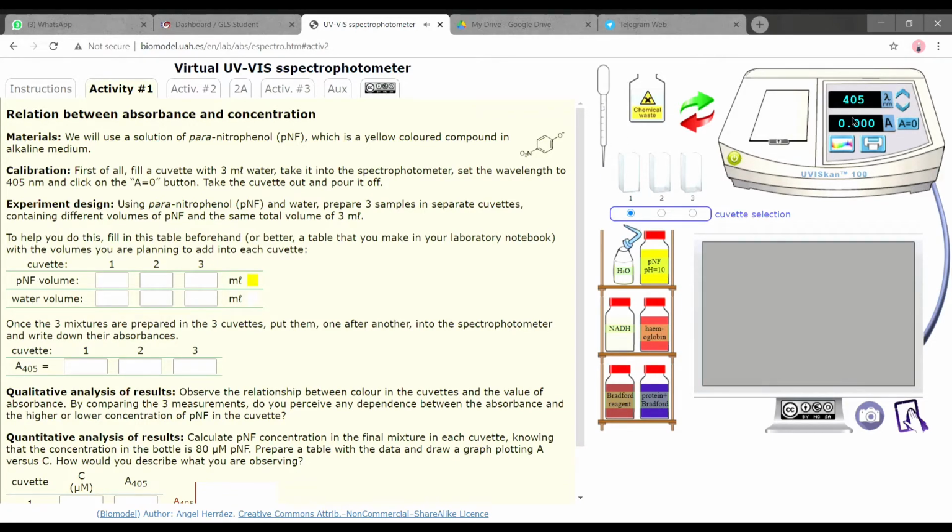And then set the wavelength to 405. We put the cuvette in the spectrophotometer and set dA equal to 0.